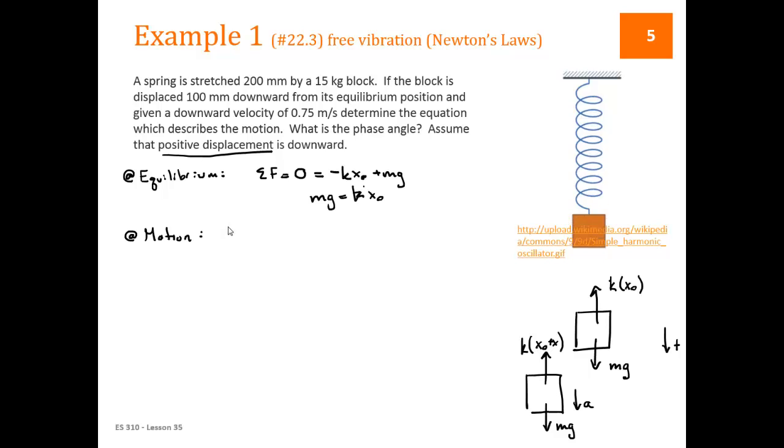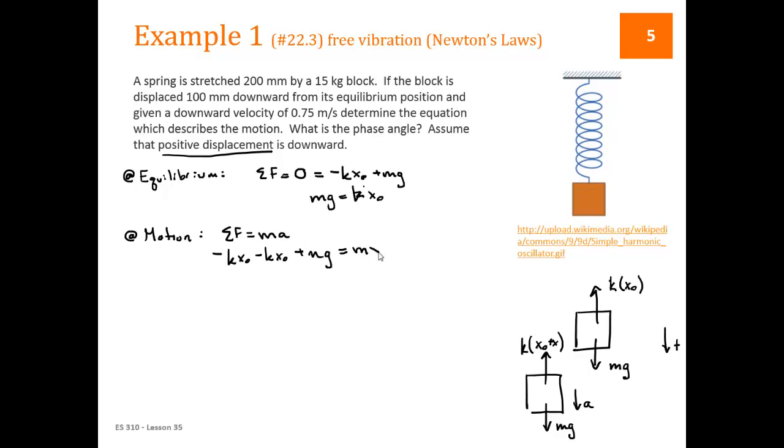So now we have the sum of forces is equal to mass times the acceleration. The sum of the forces is negative kx naught minus kx, multiplying this out, plus mg, is equal to mass times acceleration, and I'm going to write acceleration as x double dot. Now we know from up here that mg is equal to kx naught.